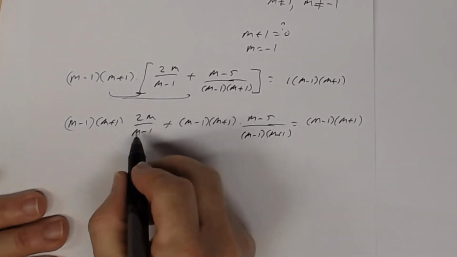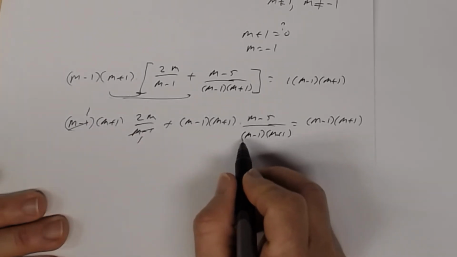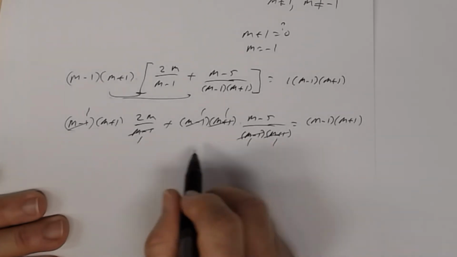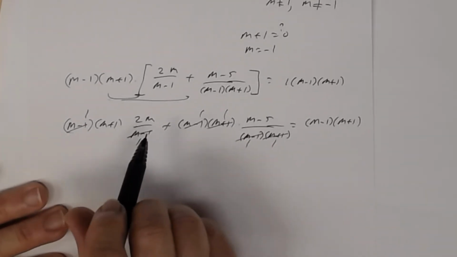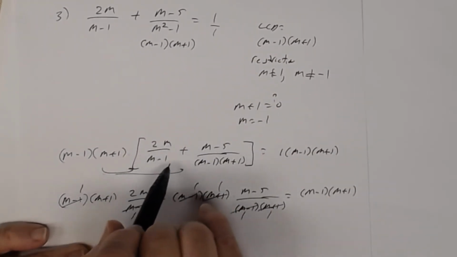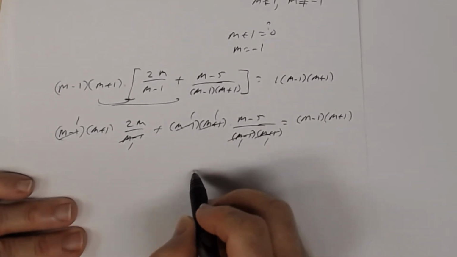Now I'm going to reduce. So the m minus 1's divide out. The m minus 1's here divide out. The factors of m plus 1's divide out. Notice I'm getting factors of 1's in my denominator. That's what I need, right? So the whole purpose of multiplying by the LCD is to get these denominators to be 1, so to clear the fractions. All right, and that's all I can reduce.